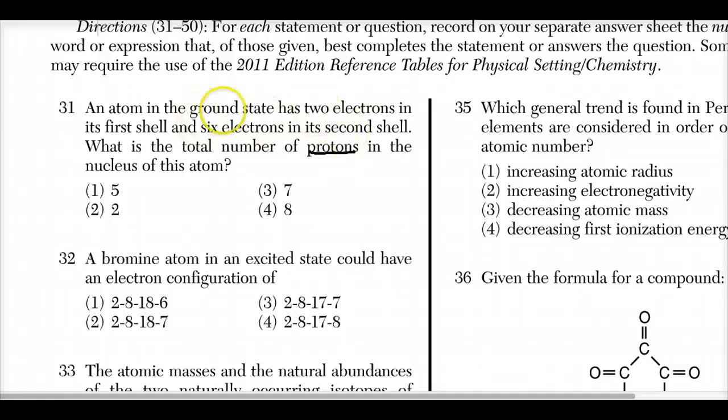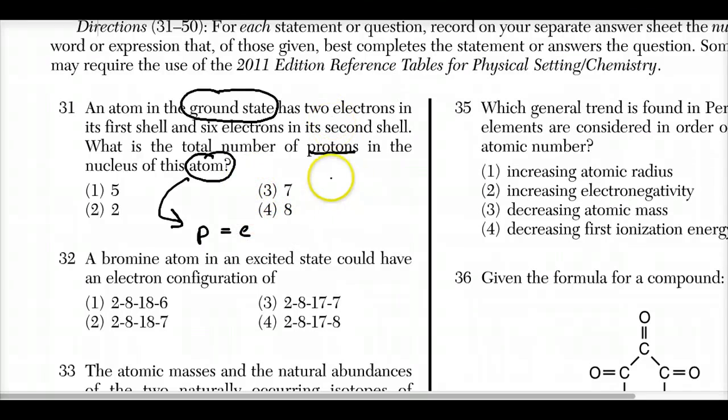They said the ground state, which means electrons are filling in order from lowest energy to high energy. They didn't say an ion, they said atom. So the key words here are ground state and atom. If I know the configuration or how many electrons we have, I can find the number of protons. Because when you have an atom, as we talked about, protons equal electrons. Atoms are neutral. Has to be. So 2 electrons in the first shell and 6 electrons.